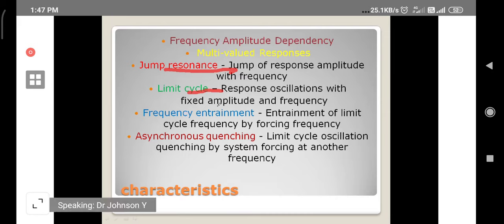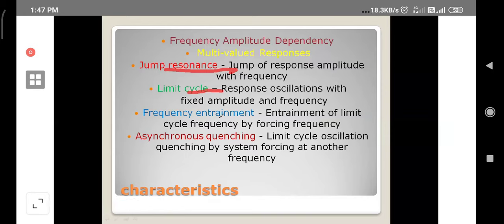All these things will be detailed in the coming slides. And frequency entrainment means the limit cycle frequency is entrained by a forcing frequency. We apply a forcing frequency, a signal with a particular frequency, and that frequency will entrain the limit cycle frequency. That will separate and segregate the pattern. That is the forcing frequency in the variable.